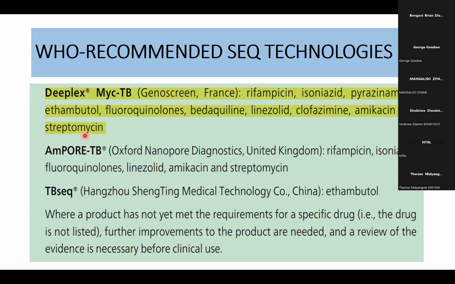Basically, these are the recommended kits. We've got the Deeplex, which is highlighted here, and this is the one that you're going to elaborate more on. Then the AmpliSeq, Oxford Nanopore, then the TBSeq. Our focus today will be on the Deeplex, the one that you're using in the lab.